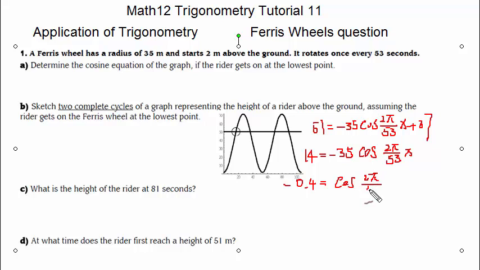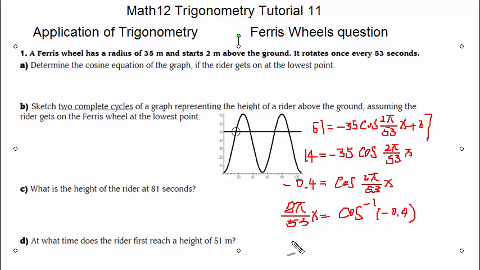So we're trying to find x. We have to isolate this part. So 2 pi over 53 x is going to equal cosine inverse of negative 0.4, right? With this switch, the output becomes input and the input becomes output. So how do you punch that into calculators? You press the second button on your calculator, and then press the cosine function, and then you can convert these things. I'm sure you know how to use your own calculators.